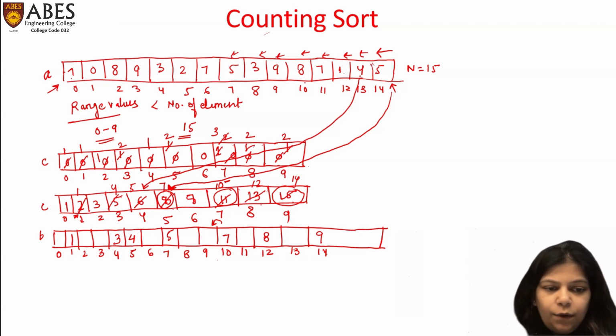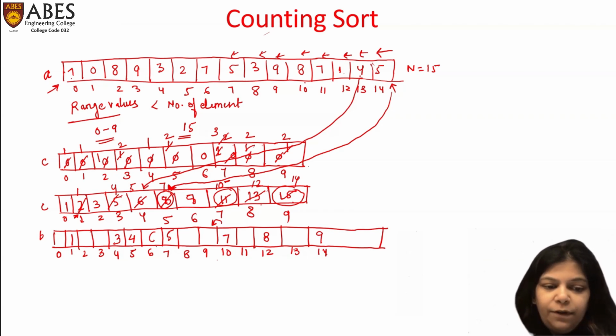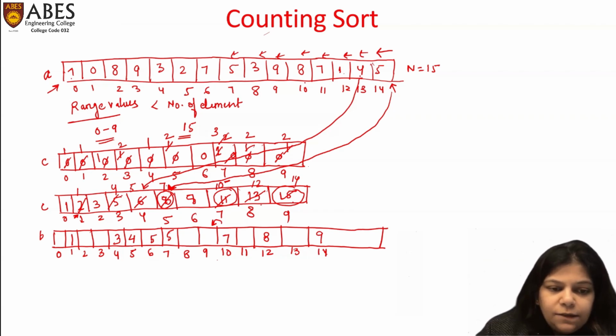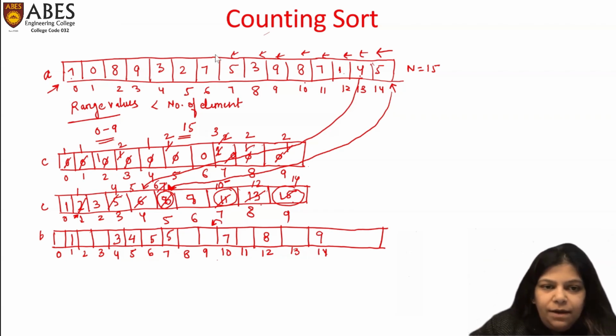Then we have 5. Now see for 5. For 5, the value is decremented to 7. So this time the index that we will get is 6, right? So value 5 will be stored on index number 6. And this will be decremented to 6. The next element is 7. For 7, we have 10. That means it will be stored on 9. And this value will be reduced to 9 for further use.